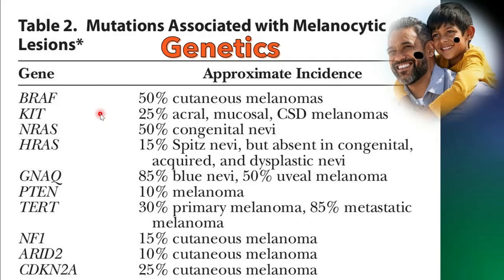Coming to the genetics of melanoma. We have already talked about the family history, so the genetics comes there, no? There are different mutations: BRAF, KIT, NRAS, HRAS, GNAQ, PTEN, TERT, NF1, ARID, CDKN2A. Of all these, the first four, BRAF, KIT, NRAS and HRAS, are more common, of which BRAF is the most common mutation associated with melanoma. Forget everything, but don't forget BRAF.